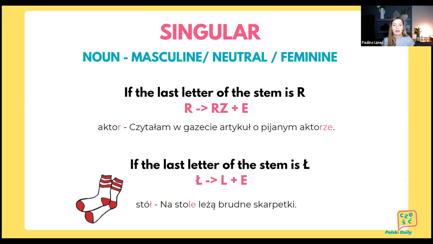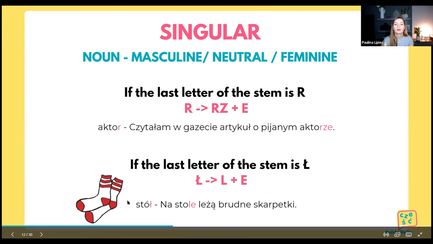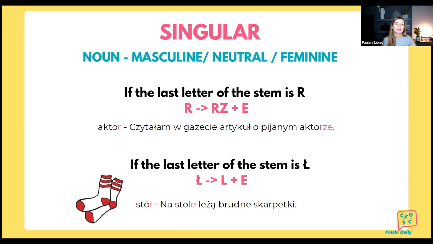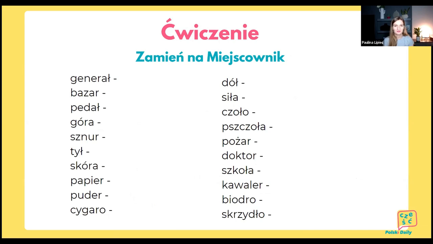And another very similar rule, when we have the letter ł as the last consonant of the stem, and then we have to replace it with l, and again we add just e, only e. For example, stół. Na stole leżą brudne skarpetki. Dirty socks are laying on the table. Again, we remove the dash from above. Ooh, we stretched it. Na stole. Your exercise, take your time, copy, check the answers.